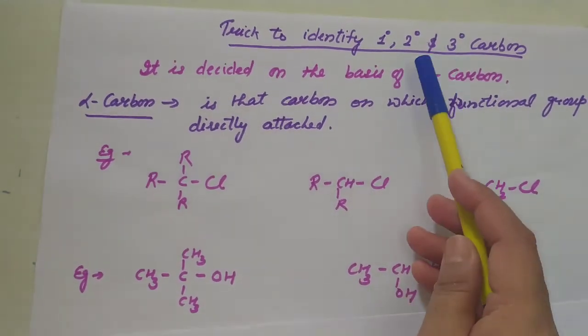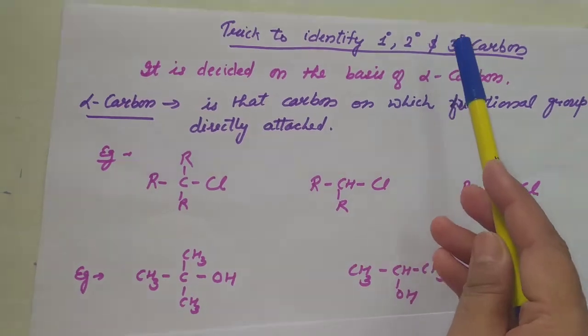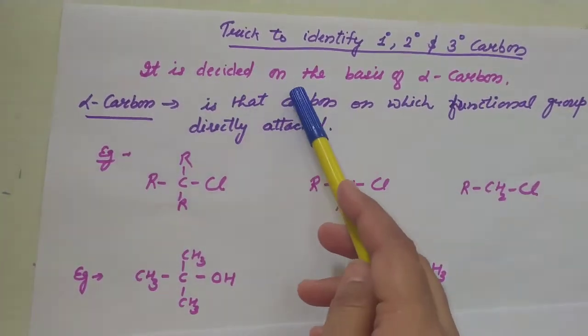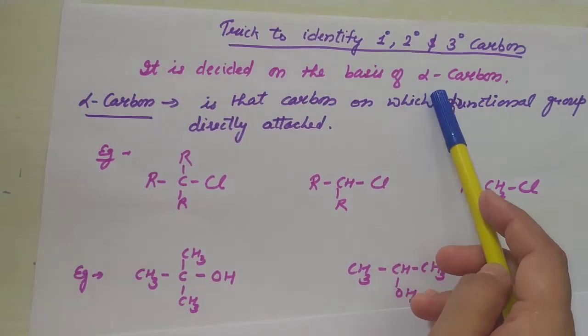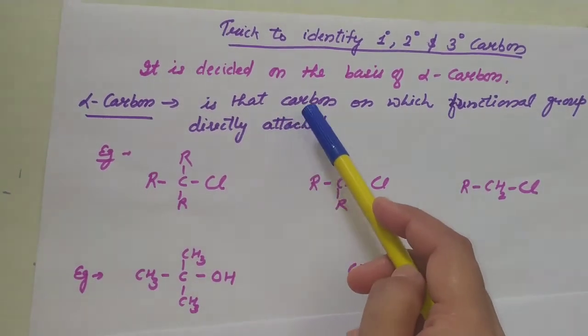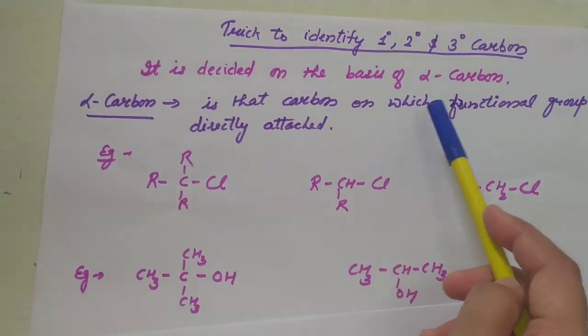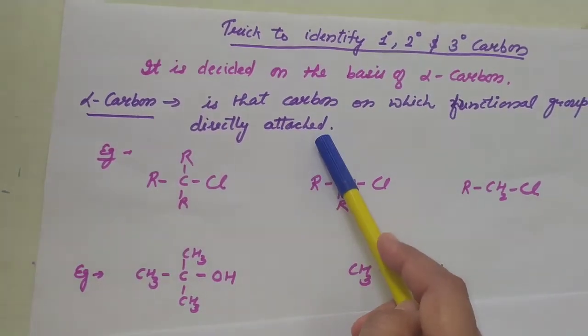Firstly, to decide whether it is a 1 degree, 2 degree or 3 degree carbon, it is decided on the basis of the alpha carbon. And what is alpha carbon? Alpha carbon is that carbon on which the functional group is directly attached.